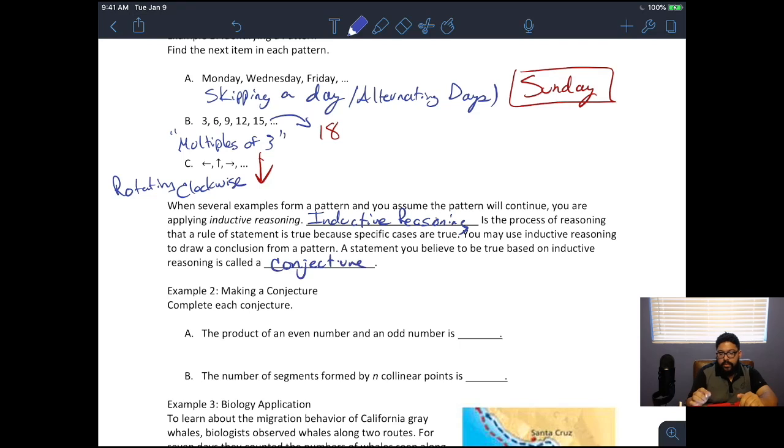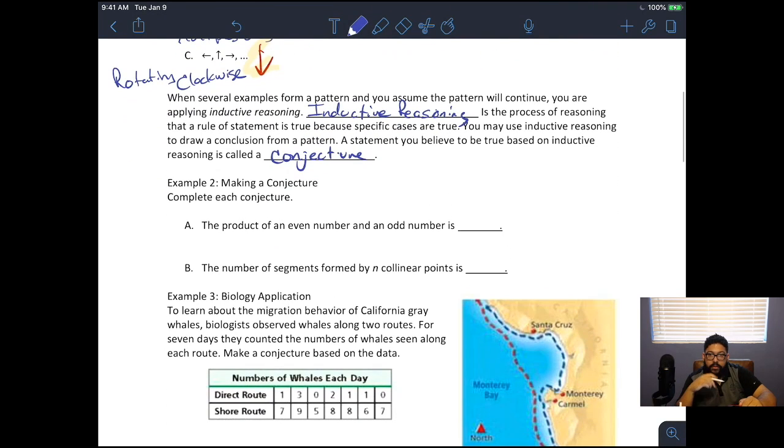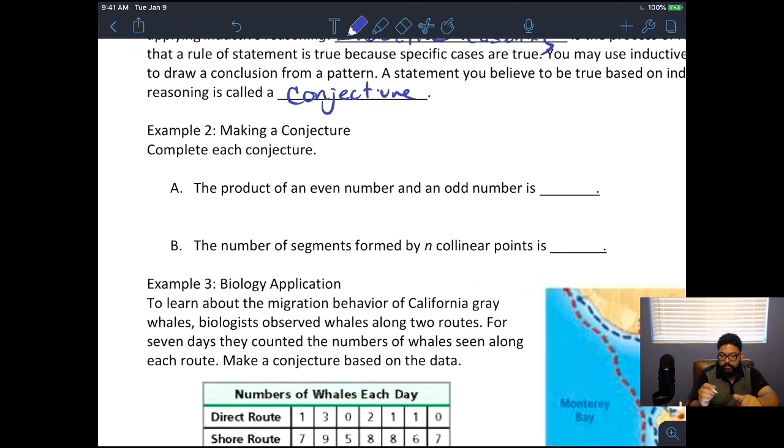So with these examples up here that we used, we were able to use inductive reasoning to make a conjecture about what the next pattern was going to be. That's how those words are used together. So here, make a conjecture. Complete each conjecture. The product of an even number and an odd number is blank. So right now we don't know. So let's get a couple examples to help us think this through.